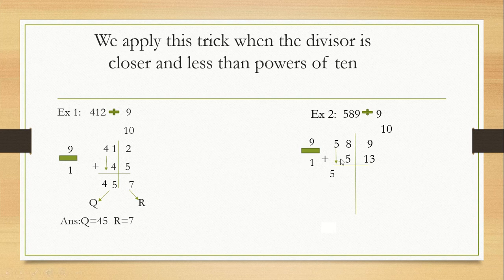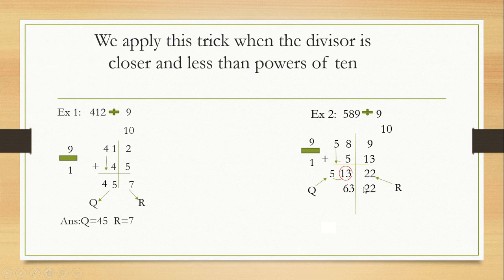We have to bring down 5 as it is, and 5 should be multiplied with 1. 5 ones are 5, and this 5 should be added to 8. You will get 13. And this 13 should be multiplied by 1. 13 ones are 13, and that 13 should be added to this 9. You will get 22. So this is the quotient, and this is the remainder. As we are having only one number in the divisor part, there should be only one number in the total. But we are having 2 numbers, so this 1 should be added to the before number. So you will get 63. This 63 is the quotient and 22 is the remainder.